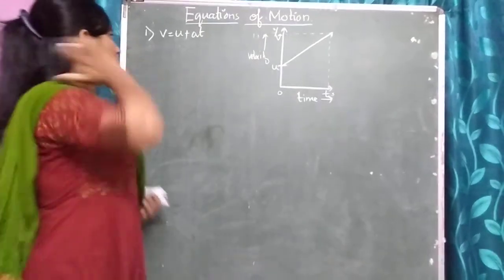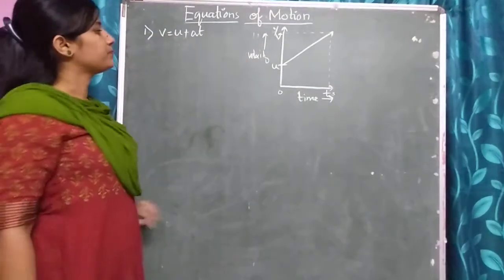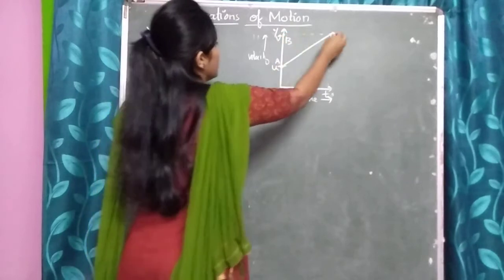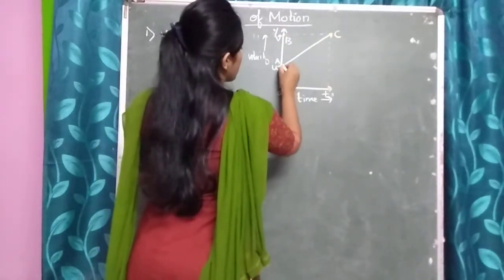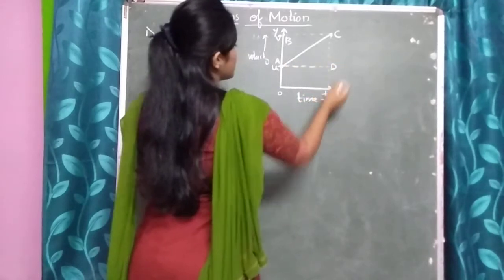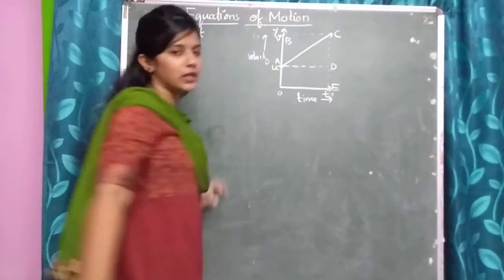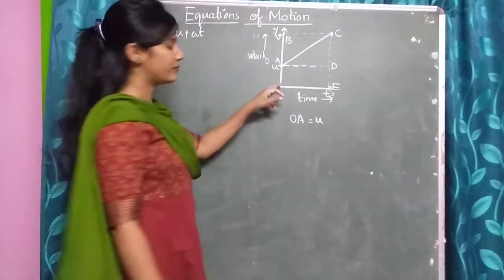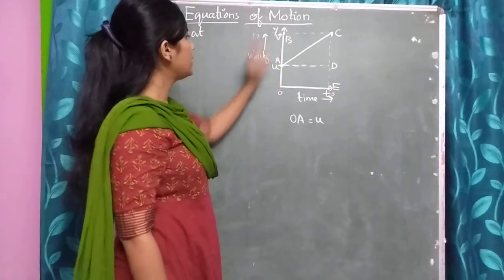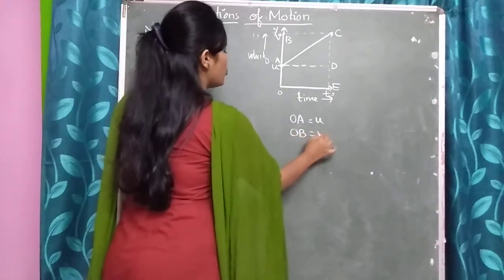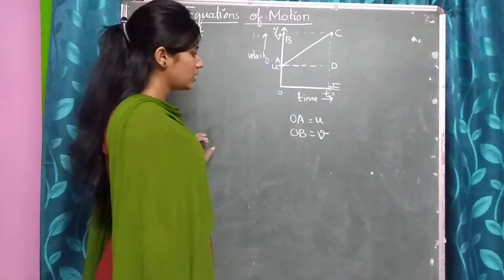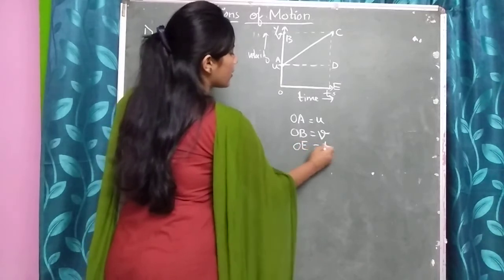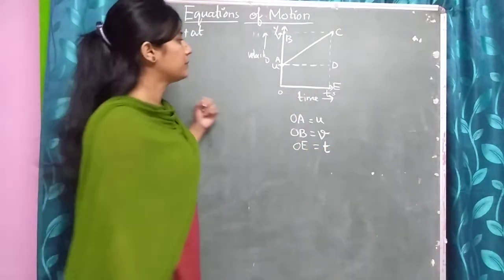So first I will go for this equation. We denote the origin as O. This point is A, this point is B, this point is C, and at this point let me give a perpendicular here, that is D, and this point is E. So I can write here that OA is equal to U, and then OB will be equal to V. OB will represent V, that is the final velocity, and OE will represent the time T.